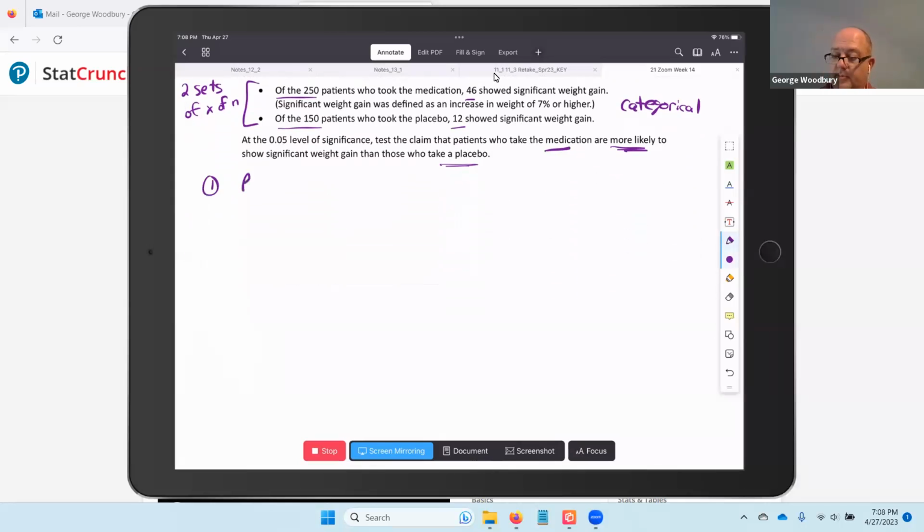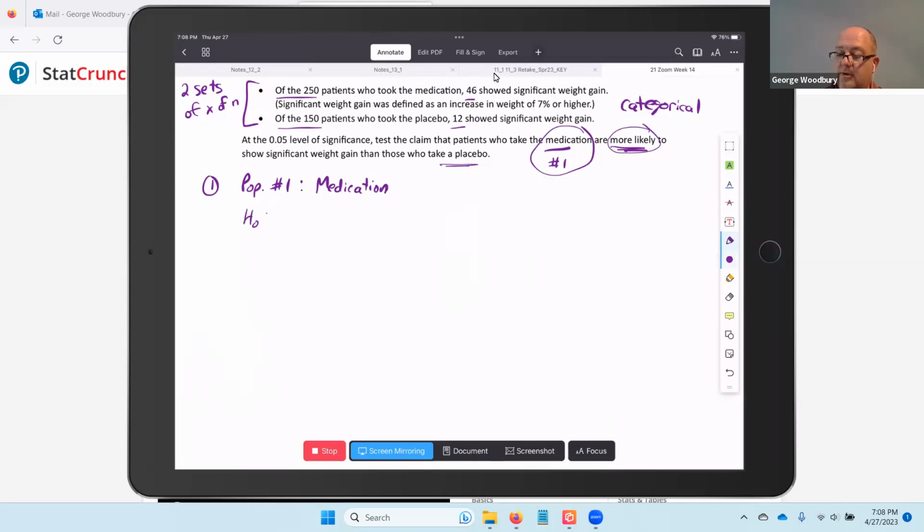Now, the first step is you have to list what population 1 is going to be. And population 1 should always be the first group that's mentioned in the claim. And here, that's the group that are taking the medication. The reason that you want to use the first one in the claim, which isn't necessarily the first set of data that you have, is that the sign can be taken directly from the wording in the claim. If you switch the order around, you need to switch the sign around, and that gets a little confusing.